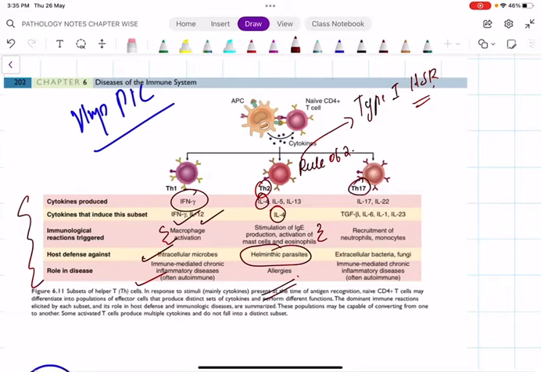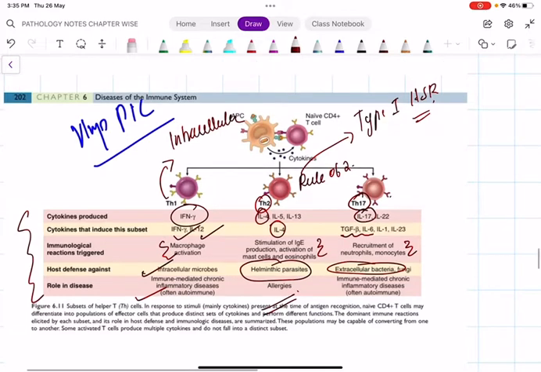T helper 17 produce interleukin 17, TGF beta, and monocyte and neutrophil recruitment. They mainly act against extracellular bacteria. See, that is a major difference. T helper 1 cells mainly act against intracellular microbes, whereas T helper 17 acts against extracellular microbes. Of course, they play a role in autoimmune disorders also. Please go through this table.